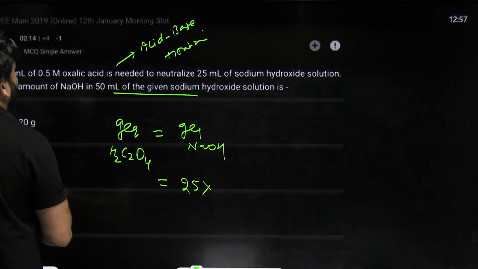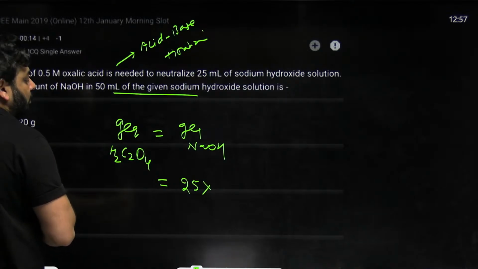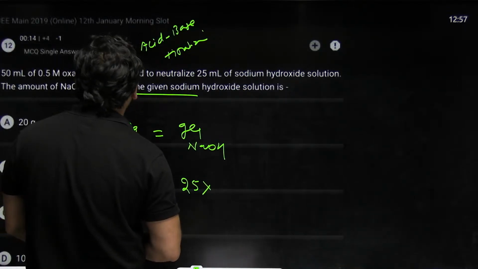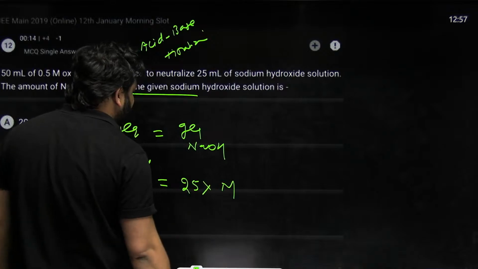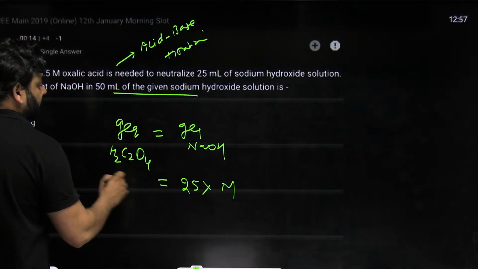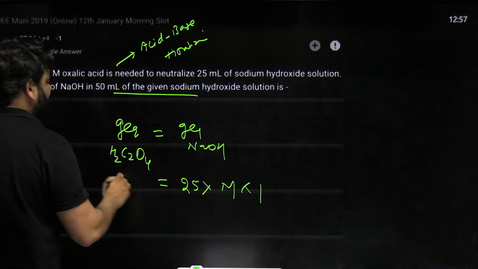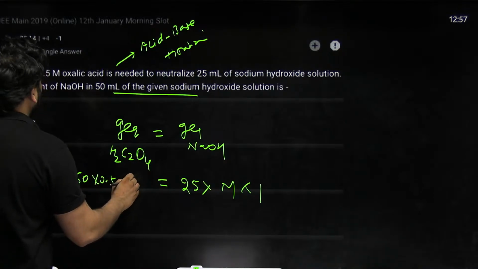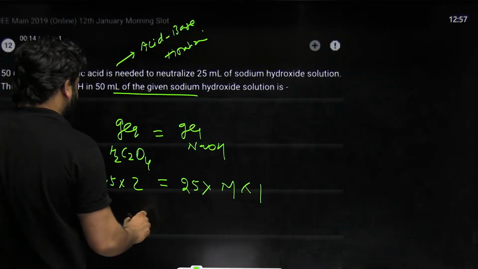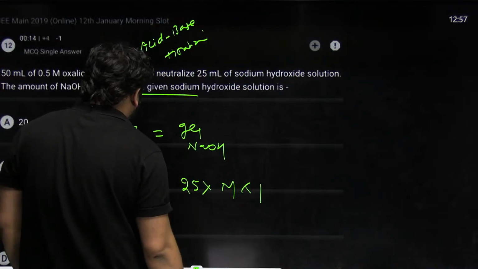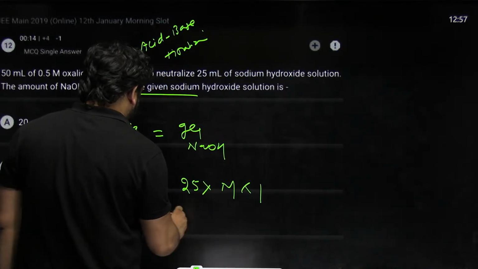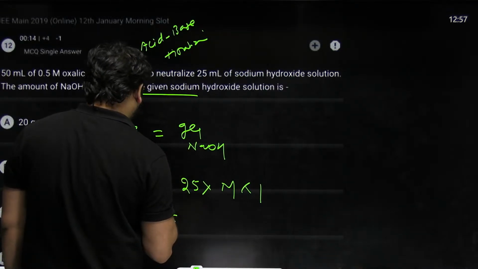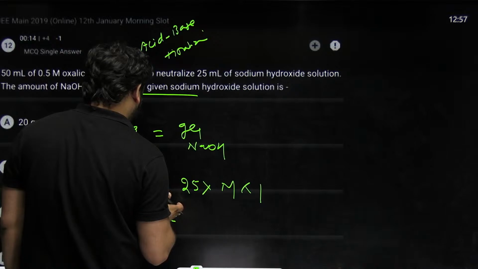The amount of NaOH in 50 ml of the solution is what? So first of all, let us find the molarity of the solution. Let's say M is the molarity. The n factor of NaOH is just 1. For oxalic acid, 50 ml times 0.5 molarity times n factor 2, so there you will get 50. So the molarity is 50 by 25, which is 2 molar.